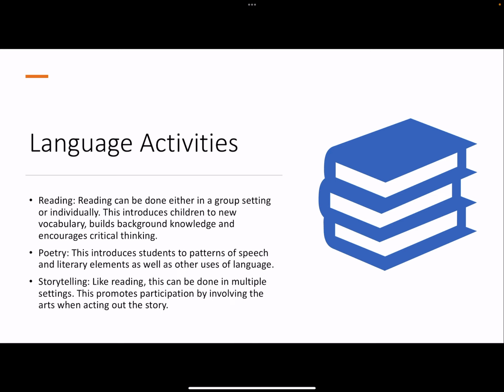Next, with poetry, this introduces students to patterns of speech and literary elements, as well as other uses of language, just how the poet uses language individually. Storytelling, like reading, can be done in multiple settings. You can tell that between partners. You can tell stories to the class and small groups, many different ways. So this promotes participation by involving the arts if the story is acted out. Otherwise, it just acts as a form of conversation almost. And that is it.